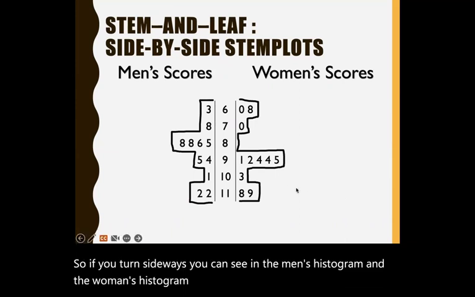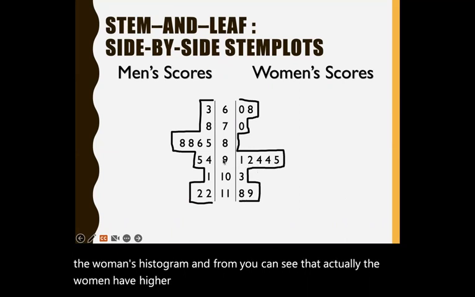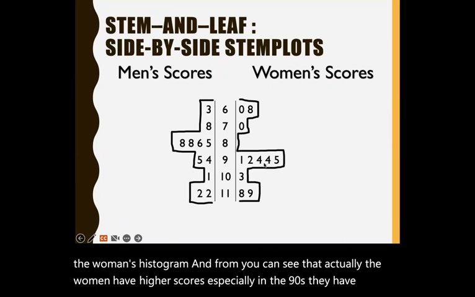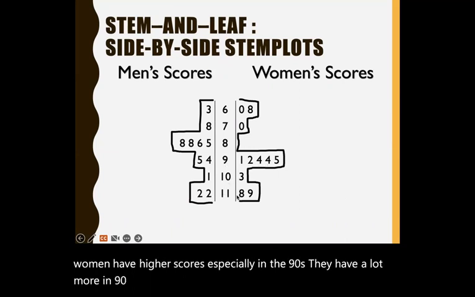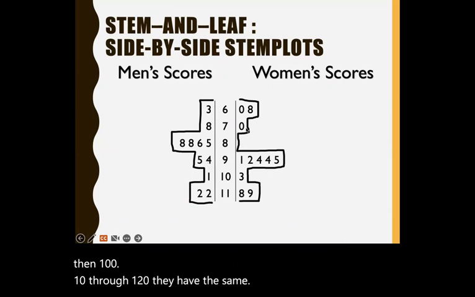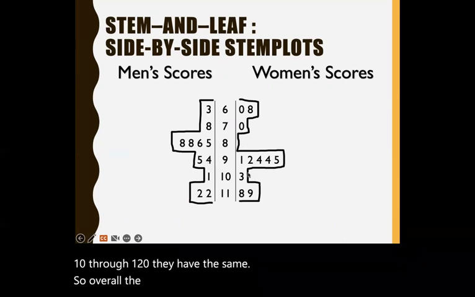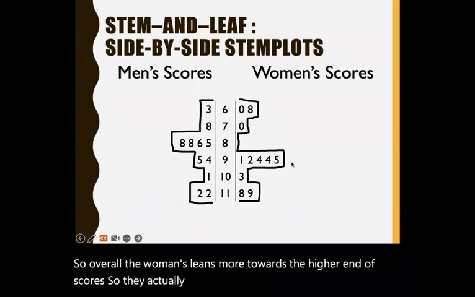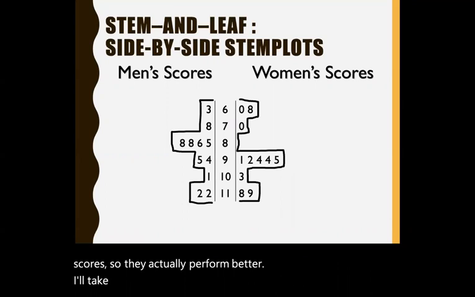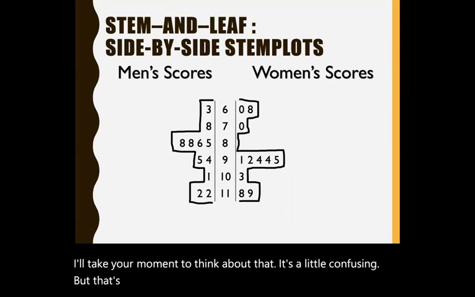And from this, you can see that actually the women have higher scores, especially in the 90s. They have a lot more 90 scores and the same number of 100 scores, and then 110 through 120, they have the same. So overall, the women's leans more towards the higher end of scores, so they actually performed better. Take a moment to think about that. It's a little confusing, but that's the interpretation of this data.